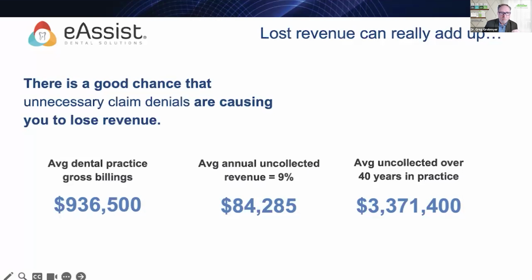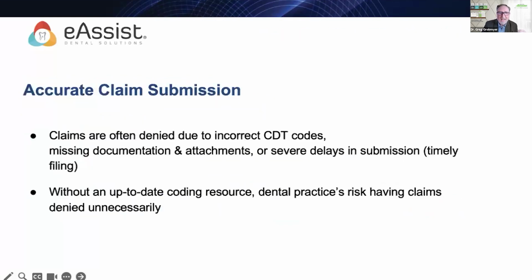Through all this process, we want to make sure that these unnecessary claim denials are wiped out. Look at these figures. If you're talking about a $1 million a year practice, and I would say that's probably even a little low looking at the practices that I work with. But again, this is from the 2023 ADA Health Policy Institute survey of dental practices. The average dental practice was $936,000 per provider. If you look at 9% of that over 40 years of practice, that's over $3 million of money that's not collected. That's huge. So we want to make sure we're getting accurate claim submissions.